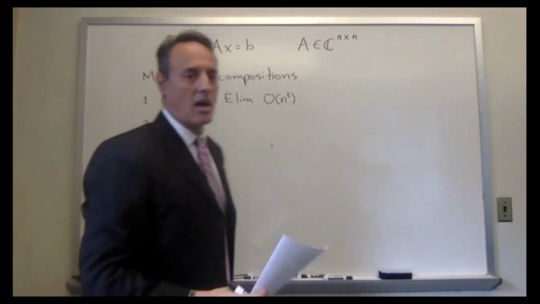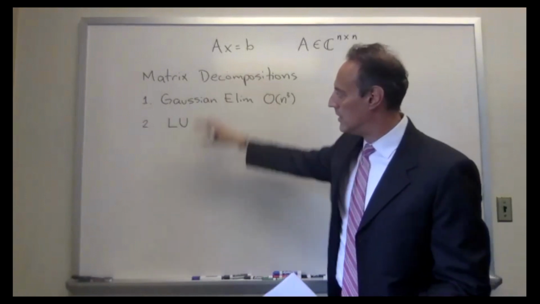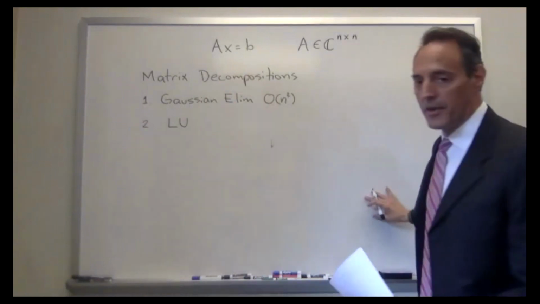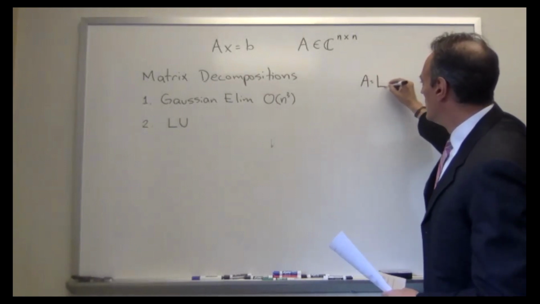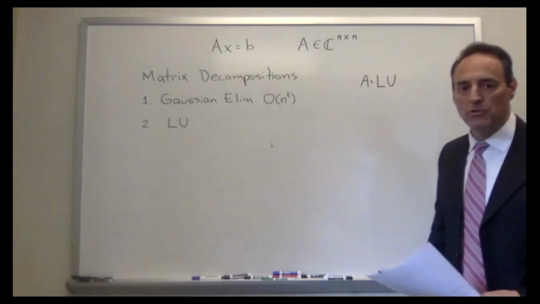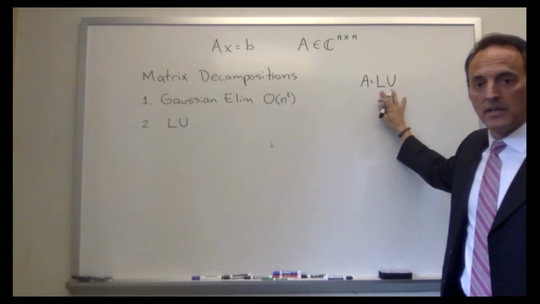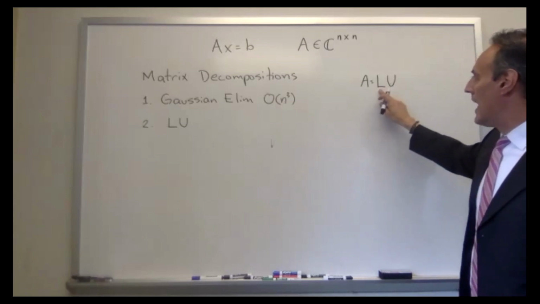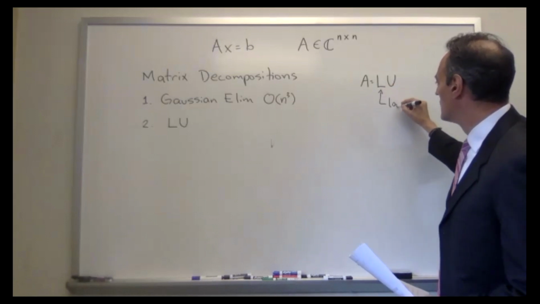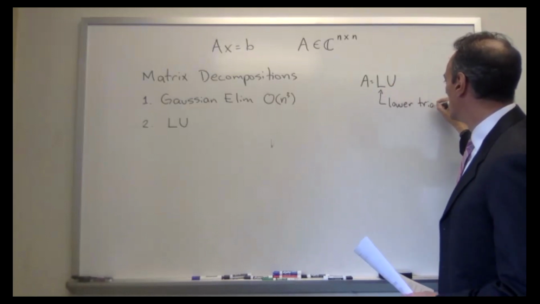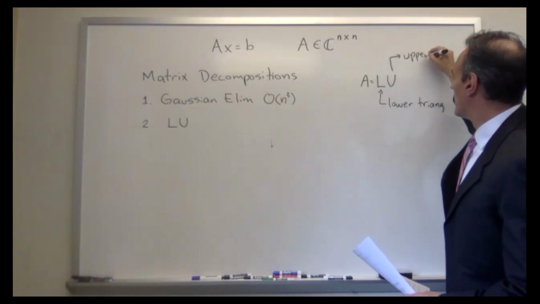The first one I want to talk about is called the LU decomposition. So what I'm going to list over here are the decompositions and show you how they work here. What the LU decomposition does is a matrix decomposition that takes the matrix A and turns it into a product of two matrices. The L and the U, the L is lower triangular, the U is upper triangular.